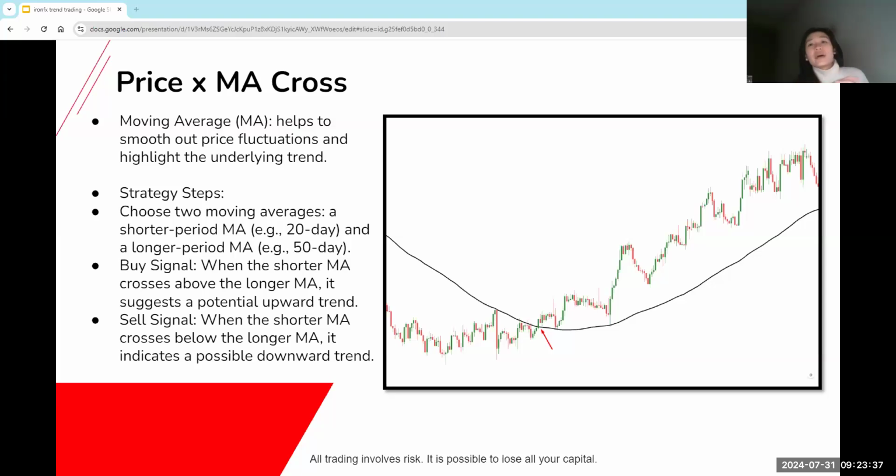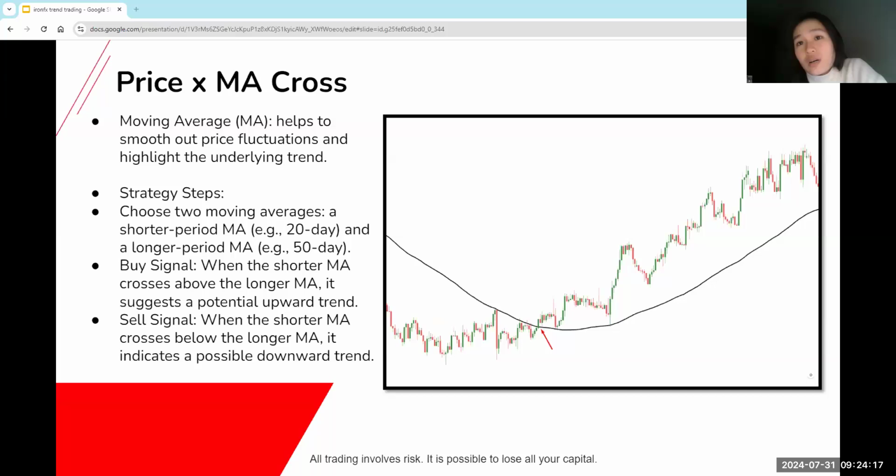Okay, so let's look at price and our MA cross. Moving average cross trading is a very simple trend following strategy for beginners. It involves using two moving averages of different periods to analyze price movements and generate buy and sell signals. MA, or moving average, is basically a smooth line that represents the average price over a specific number of periods. It helps to smooth out price fluctuations and highlight the underlying trend.